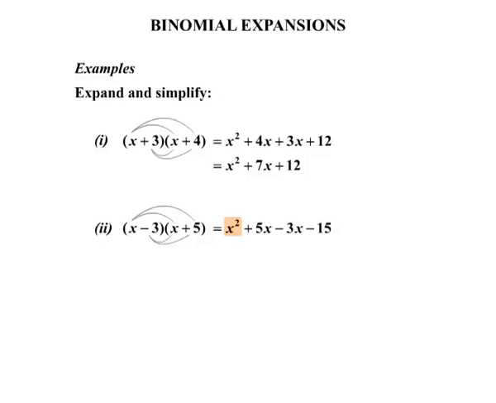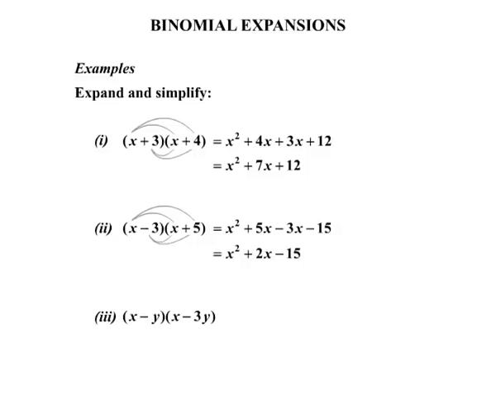X squared, there's no other x squared terms, so we just write that down. We can simplify that. We have plus 5x minus 3x, which will be plus 2x, and on the end there, minus 15. So our answer there is x squared plus 2x minus 15. Fantastic.